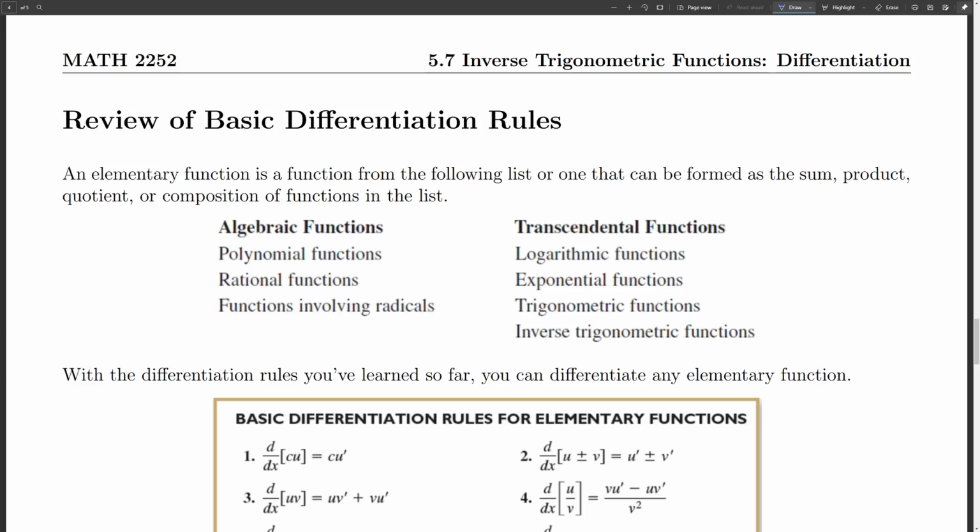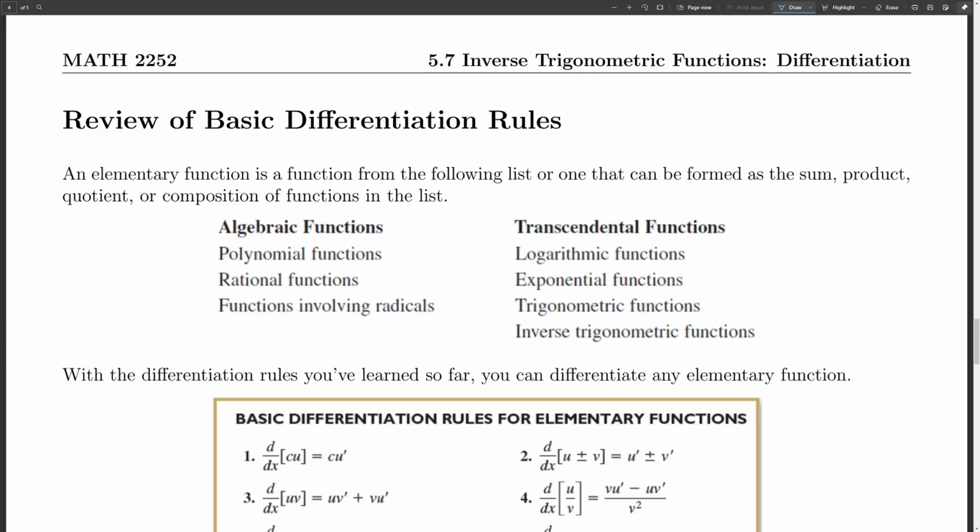Now, here it says we could also take the sum or the product or the quotient. Well, if you do that, you take the sum of two functions and you mix and match. The derivative of the sum is the sum of the derivatives. If you use a product of two functions, you can use the product rule to break it down. If it's a quotient, you can use the quotient rule. If it's a composition of two functions, for instance, you plug in an exponential function into a polynomial function, then we can use the chain rule to find the derivatives.